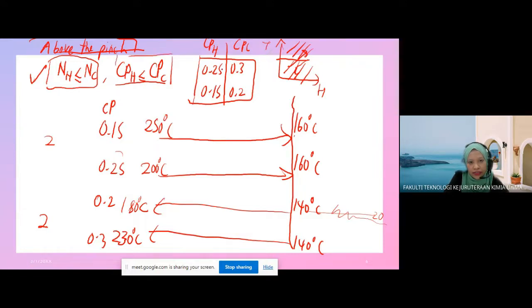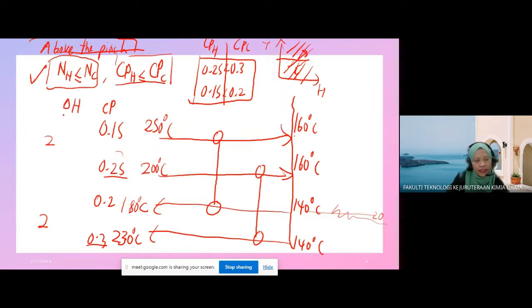Now you can straight away check the CP rules. This one is less than 0.3. This one is less than 0.2. So now you can straight away pair 0.25 and 0.3, this stream and this stream, and then 0.15 to 0.2. Right now we have paired them, but we don't know what the delta H value is.